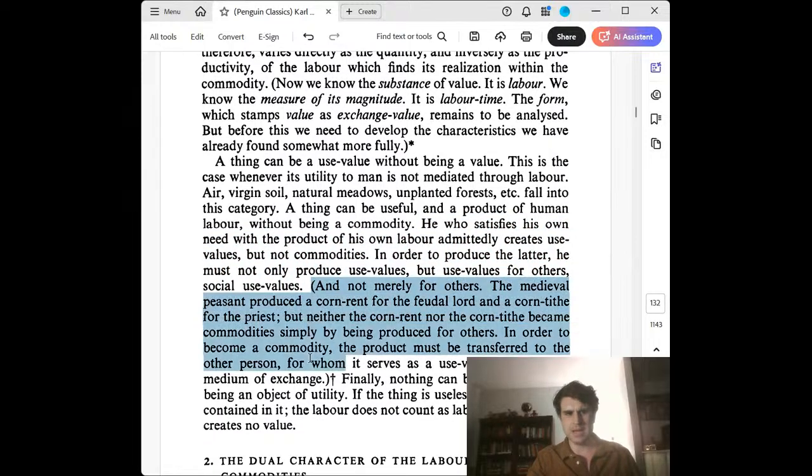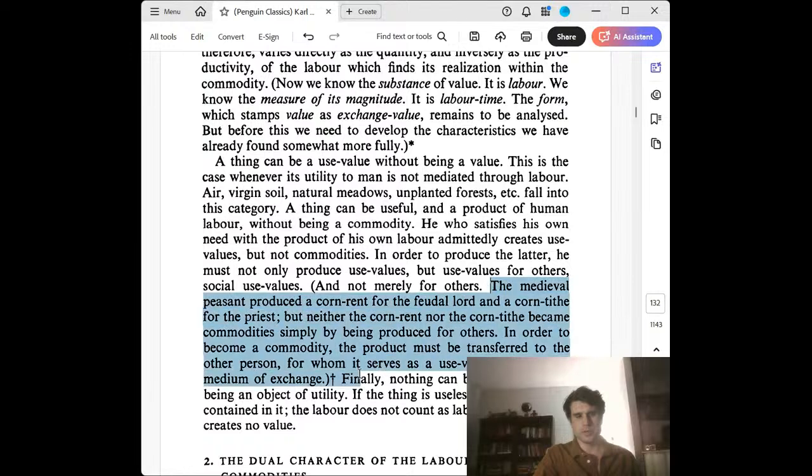But then Engels adds this little note here where he says, and not merely for others, the medieval peasant produced corn rent for the feudal lord and corn tithe for priests, but neither the corn rent nor the corn tithe became a commodity simply by being produced for others. In order to become a commodity, the product must be transferred to the other person for whom it serves as a use value through the medium of exchange.